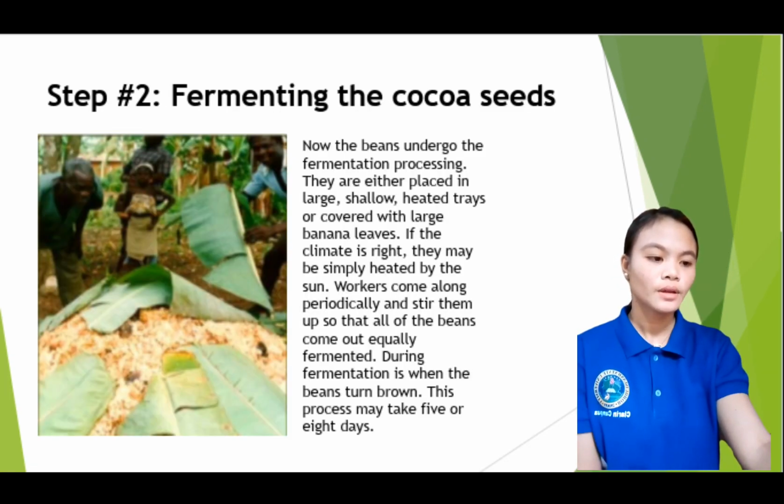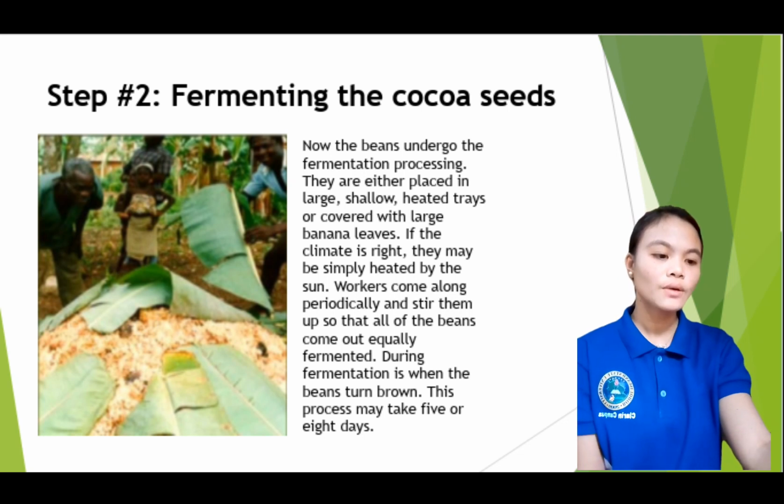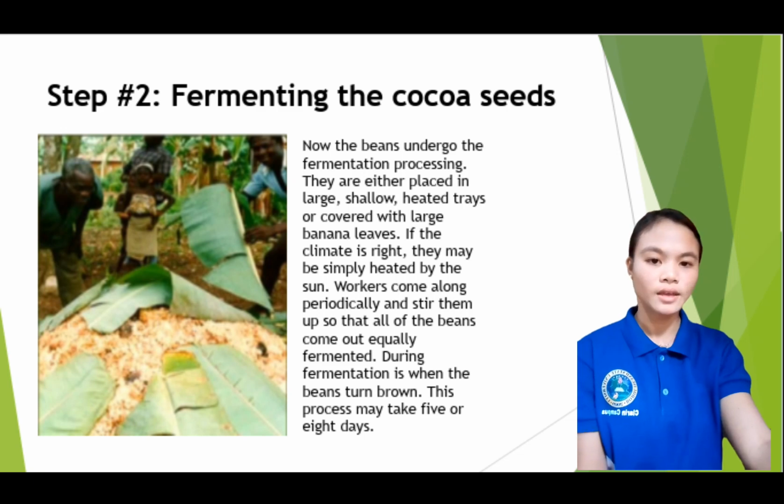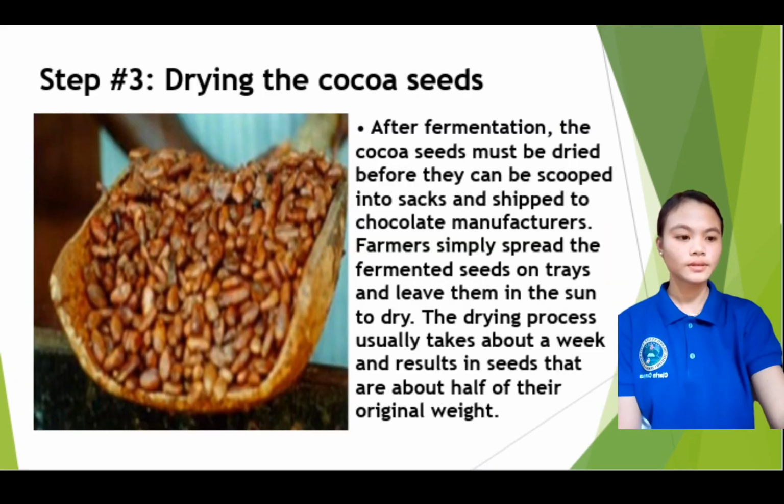Step number 2. Fermenting the cocoa seeds. Now, the beans undergo the fermentation processing. They are either placed in large, shallow, heated trays or covered with large banana leaves. If the climate is right, they may be simply heated by the sun. Workers come along periodically and stir them up so that all of the beans come out equally fermented. During fermentation is when the beans turn brown. This process may take 5 to 8 days. The fermentation of cocoa beans.